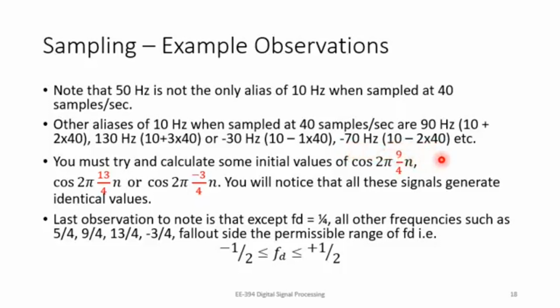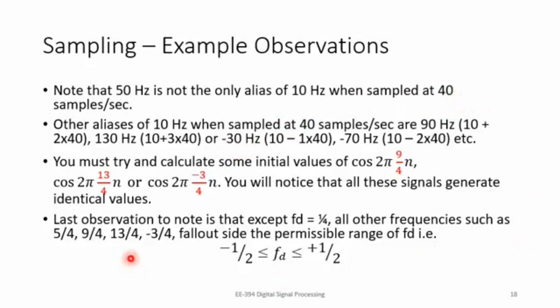I will advise that all of you try and calculate some initial values of cos 2 pi 9 over 4 n, 13 over 4 n, minus 3 over 4 n. Take values of n as 0, 1, 2, 3, 4, 5. That's it, 5 to 6 values of n, and try to calculate the values of all these three signals. You will find that all the values come out identical, which shows that yes, 90 Hz and 130 Hz and minus 30 Hz, all of these signals are aliases of the 10 Hz signal when sampled at 40 Hz.